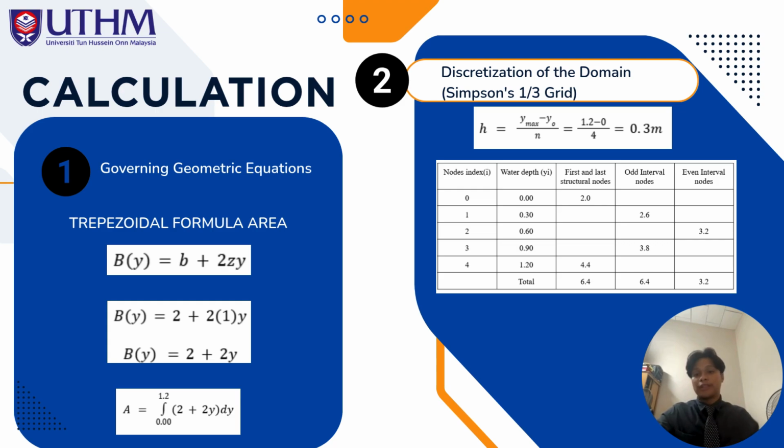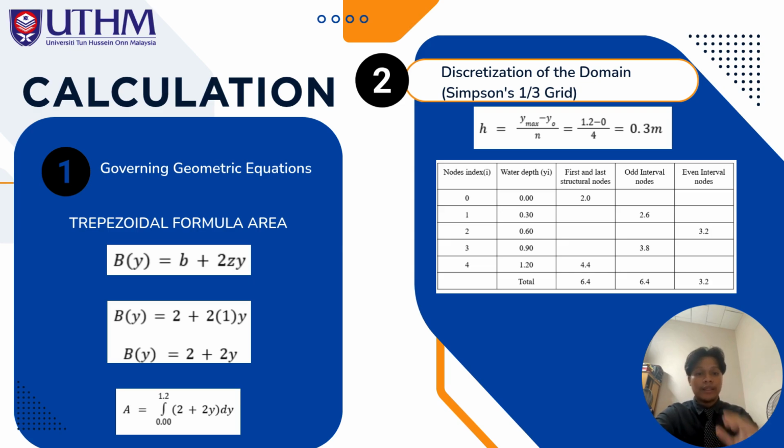First of all, we must calculate the geometric equation with the area formula. For this project, we use the trapezoidal area formula, where the area equals B, the width, which is 2 plus 2zy. Y is the depth and Z is the ratio of the inclination of the side of the trapezoid. In this project, we use 1:1. After that, we put it inside the integration formula with 0 as the minimum depth and 1.2 as the maximum depth.